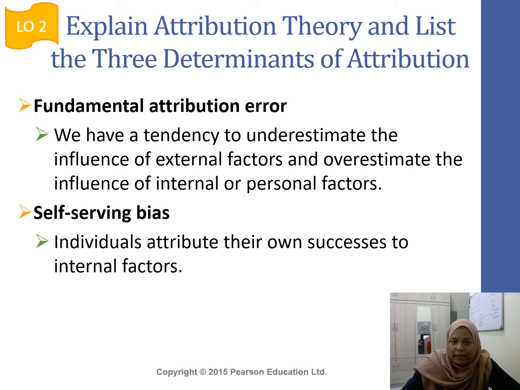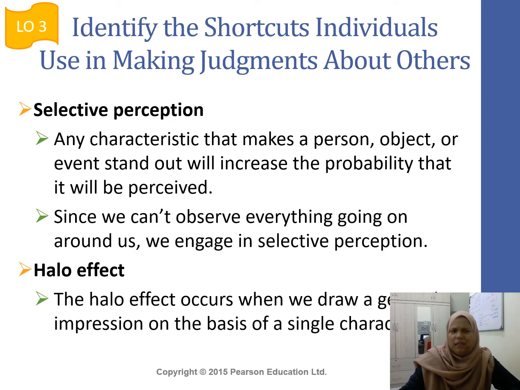Fundamental attribution error: sometimes we have the tendency to underestimate the influence of external factors and overestimate the influence of internal factors. We tend to put the focus on ourselves because we believe that we have control over it. Then we have self-serving bias, where we attribute our own success to internal factors. And then selective perception: we select what we want to perceive of someone's behavior.